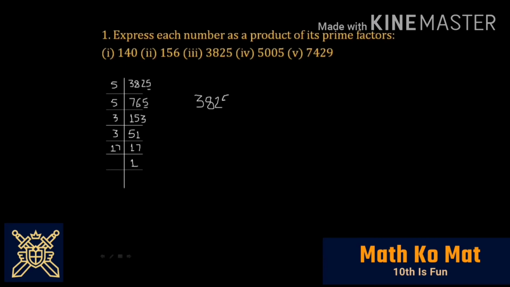So now we can express 3825 is equal to, we would be writing the smaller numbers at first because this is the standard order. So 3 into 3, then you can see 5 is here, into 5 into 5, into the thing which we have at the last, 17.